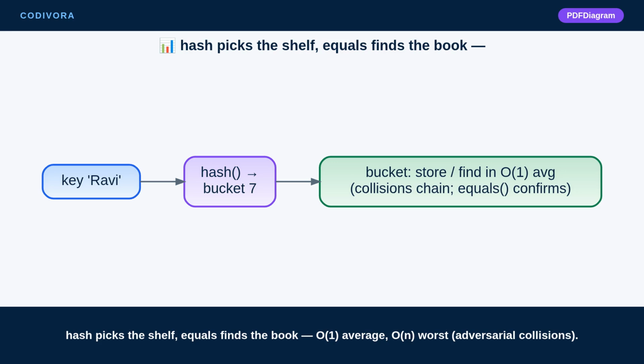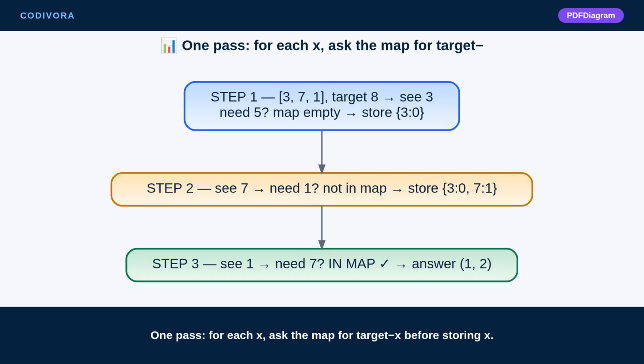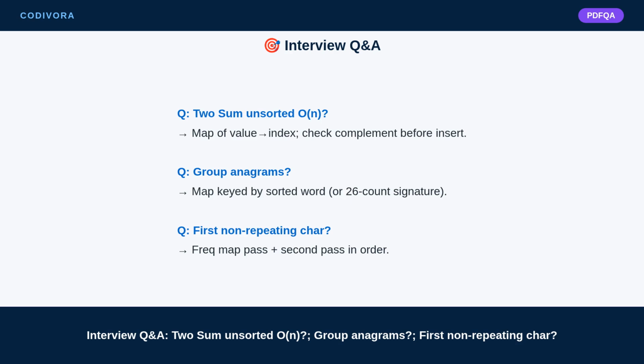One pass. For each x, ask the map for target minus x before storing x. Interview questions on this, rapid fire. Two-sum unsorted, O(n): map a value to index. Check complement before insert. Group anagrams: map keyed by sorted word or 26-count signature. First non-repeating char: frequency map pass plus a second pass in order. When set versus map? Existence only, use a set. Existence plus data, index or count, use a map.